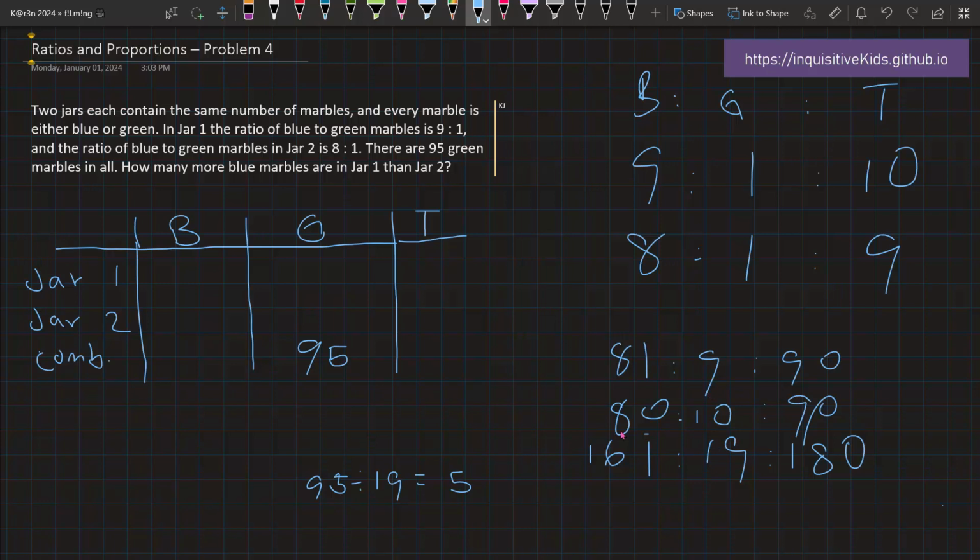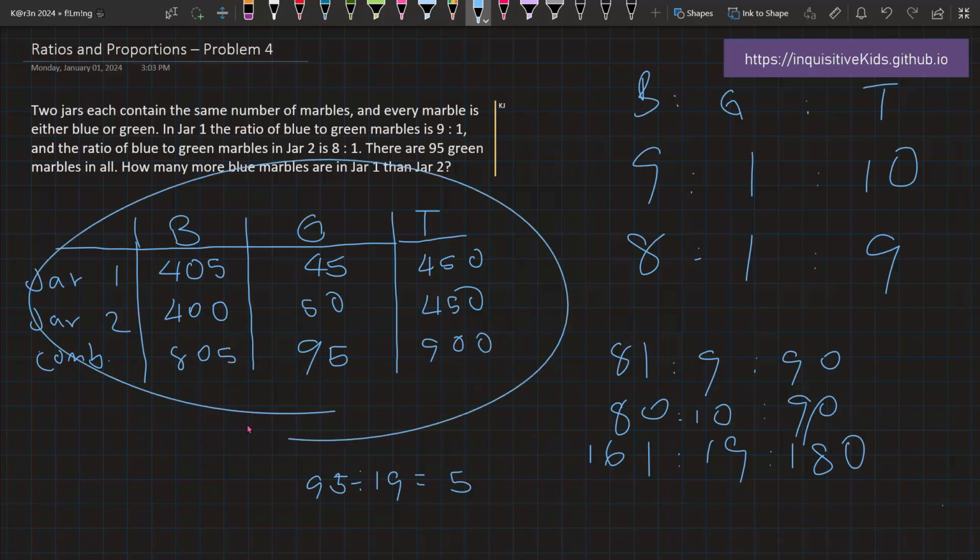Therefore, we can convert the rest of these values by multiplying by 5 to find out their actual value and what they represent. So 81 times 5 is 405. 9 times 5 is 45. The total 90 times 5 would become 450. Now we do the same for all these other values. Now, since this is combined, we can just add both of these. And that gives us 900 as a total.